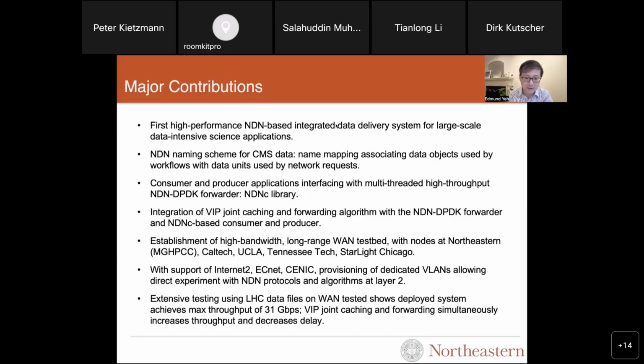And finally, we have done extensive testing on this WAN testbed using LHC data files, showing that the deployed system achieves a maximum throughput of 31 gigabits per second, and that the VIP joint caching and forwarding algorithm simultaneously increases throughput and decreases delay.